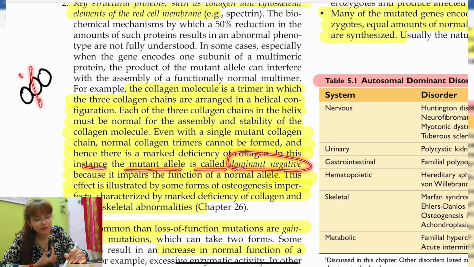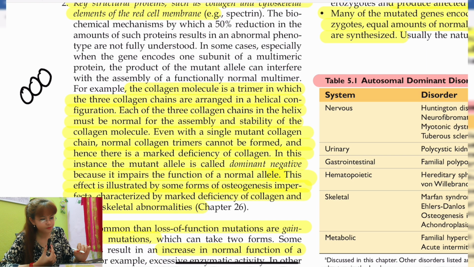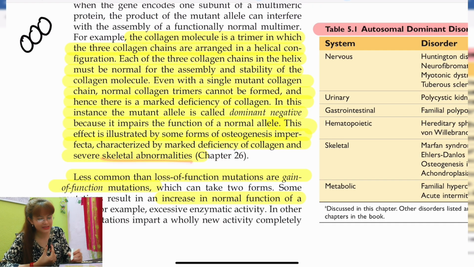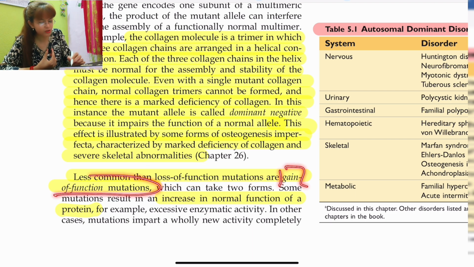It means if one of them is not functioning, this mutant allele which is not giving rise to a proper collagen chain is called a dominant negative, and because of this the entire collagen formation is defective. This happens in osteogenesis imperfecta, characterized by marked deficiency of collagen and several skeletal abnormalities. Now loss of function mutations are more common, and less common are the gain of function mutations, in which there is an increase in the normal function of a protein.